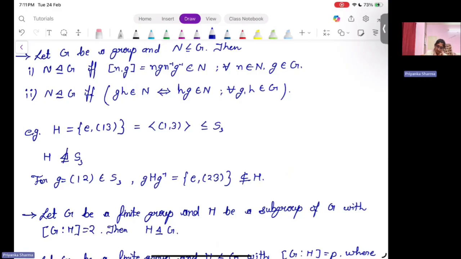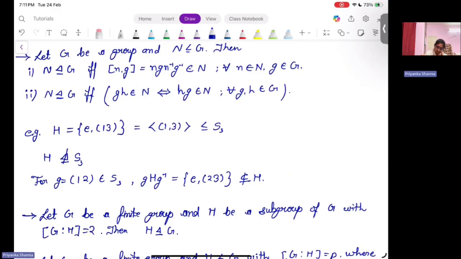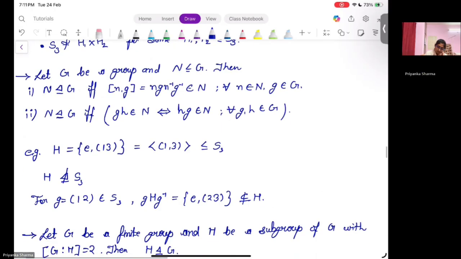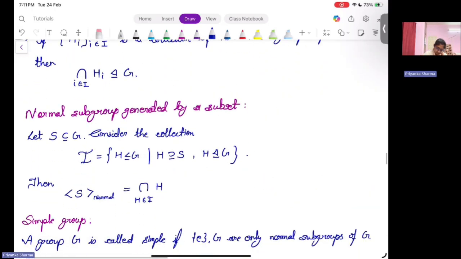Okay, so these are some other results on normal subgroups.